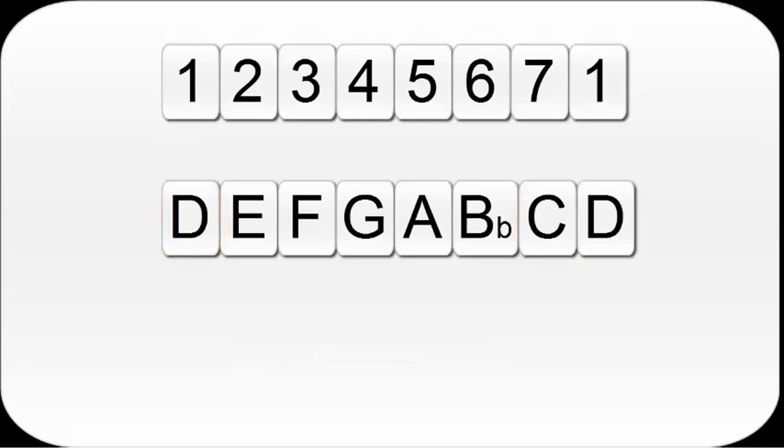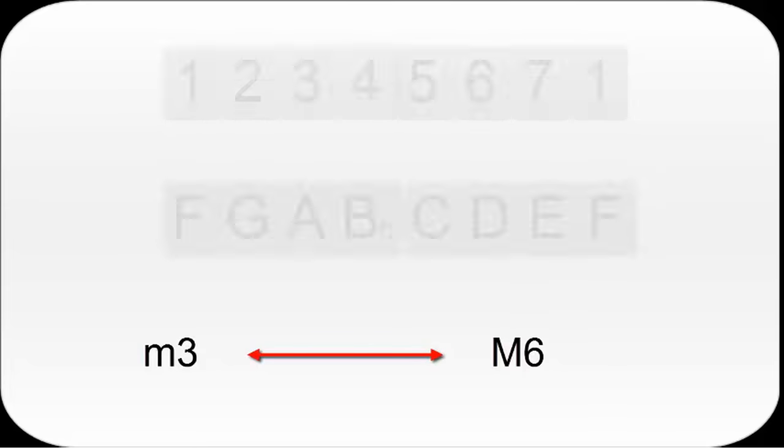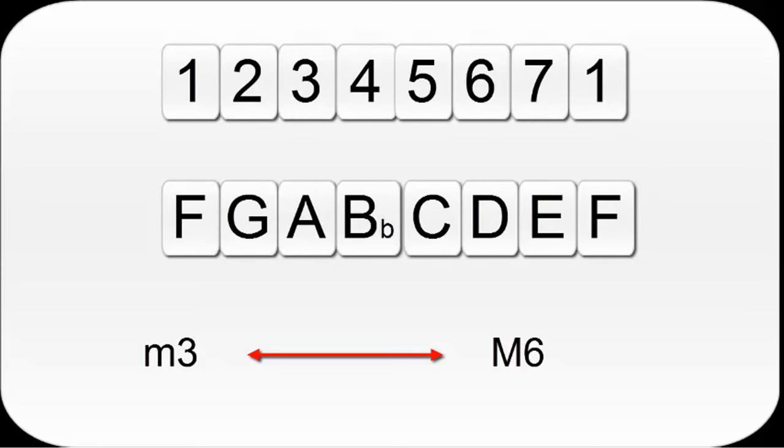Now let's take the minor third, D to F, and invert it. So our minor should become major, and our third should become a sixth, a minor third to a major sixth. Let's check the F major scale, F being our new root, for our major sixth, F to D. As you can see, that relationship holds true.